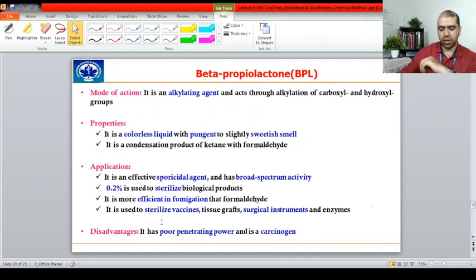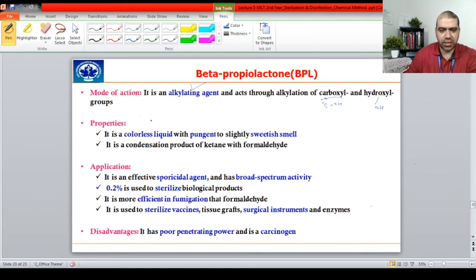Another one is beta propiolactone. You might have heard about the bacterium Propionibacterium, which causes acne in humans. It has a similar name to beta propiolactone. It's a lactone in structure, which means a ring structure. Again, it acts as an alkylating agent, and it does so on the carboxyl groups of the amino acids and hydroxyl groups, OH.